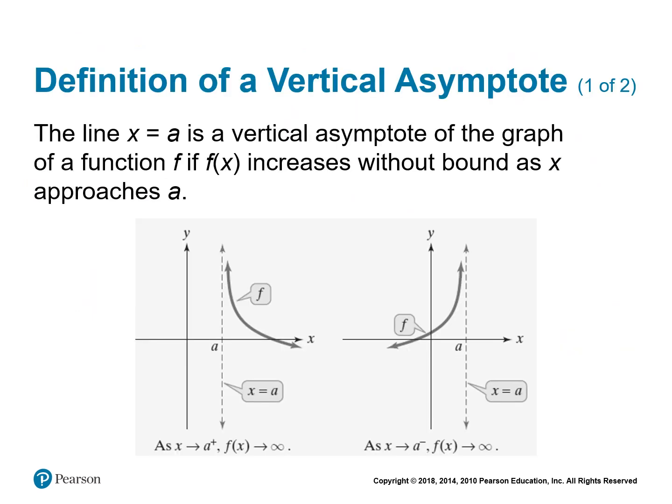Now let's talk about vertical asymptotes of rational functions. The definition given here is: the line x equals a is a vertical asymptote of the graph of a function f if f of x increases without bound as x approaches a. Let me explain that using these graphs here.